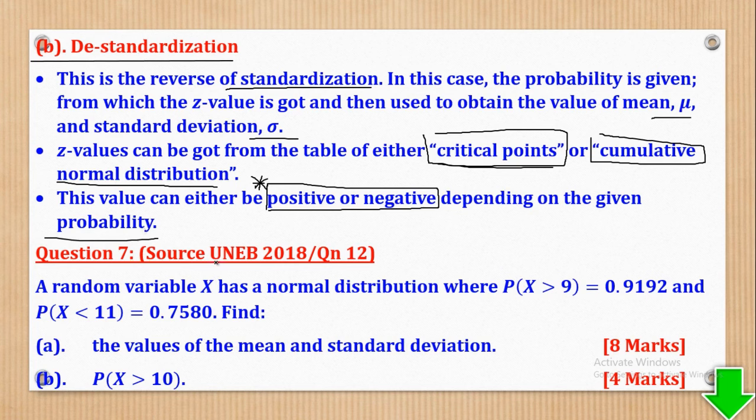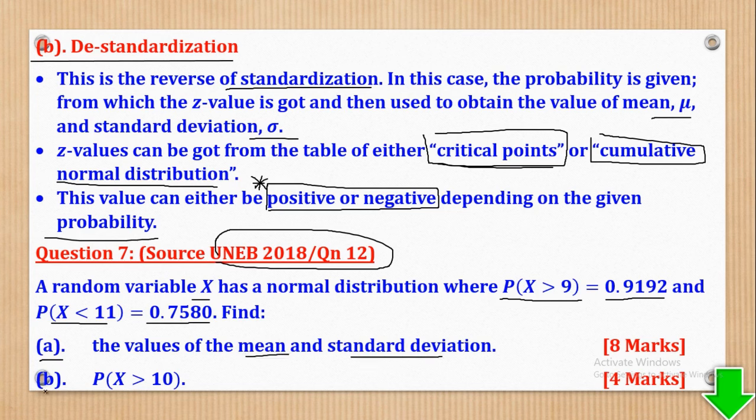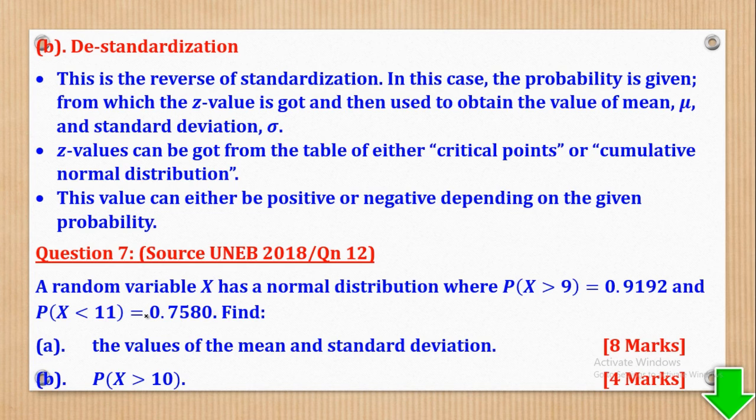Question 7 came from UNEB 2018 paper 2 question 12, and it says a random variable x has a normal distribution where P(x greater than 9) is equal to 0.9192 and probability of x less than 11 is equal to 0.57580. Find part A the values of the mean and standard deviation, and part B the probability of x greater than 10. Each time you see this, just know that when you are given probability, it is de-standardization. In other words, you have to get the Z values. So let's see how this can be answered.